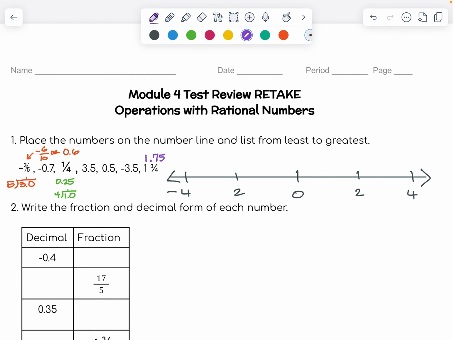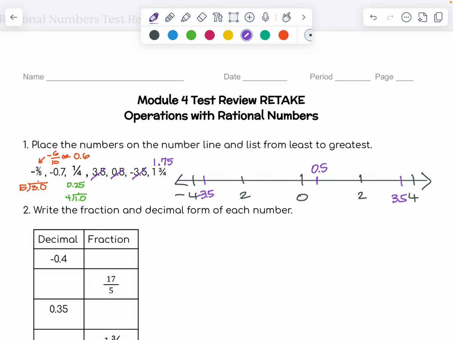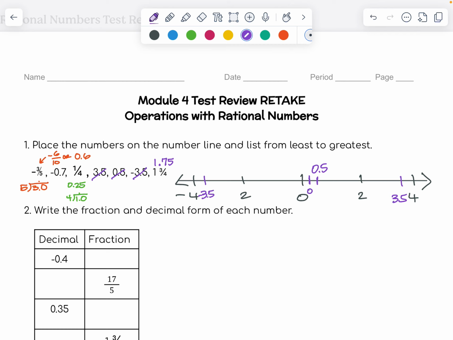Here we go. I have a negative 3.5, so negative 3.5 and a positive 3.5. I don't know why I didn't write those on top. And then let's see what else. I have a half, which is going to be about here, 0.5. And I did this one, I did that one. And how about 1/4? That's going to be right in here. I'm going to squeeze that in there. There it is. There's 1/4.